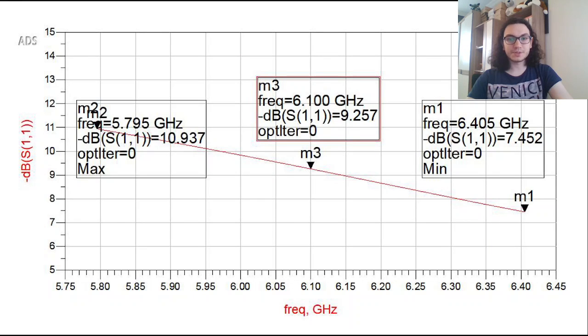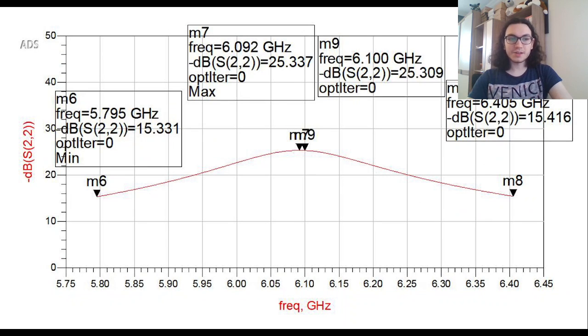And this is our input return loss. It is greater than 7, but it's not as flat as before. And this is our output return loss. Again, it is greater than 15, but the value at the center frequency decreased.